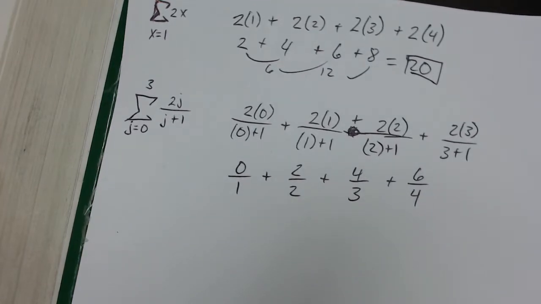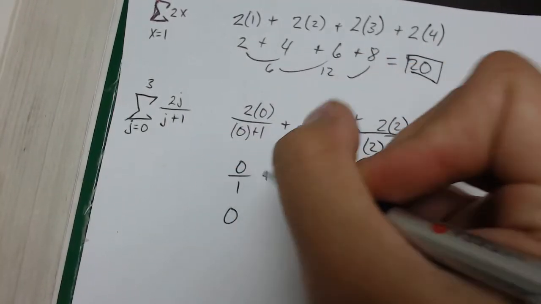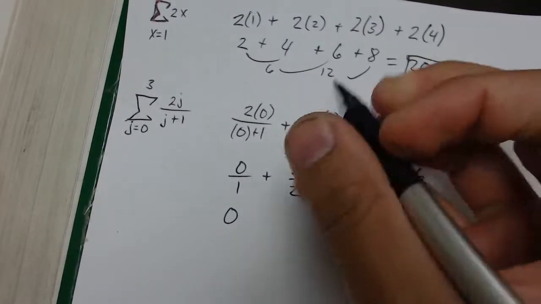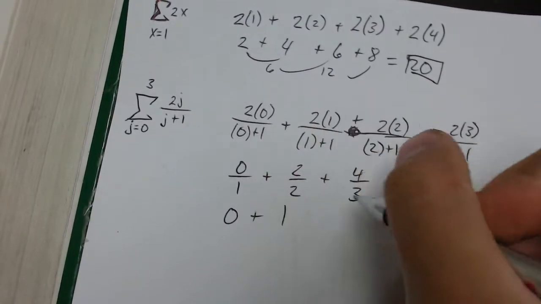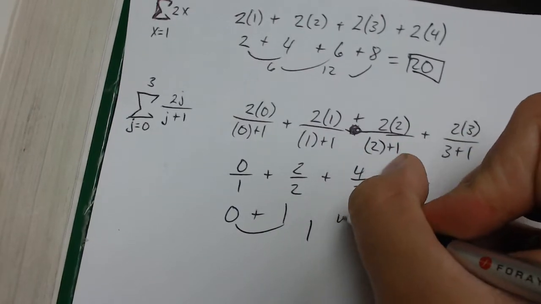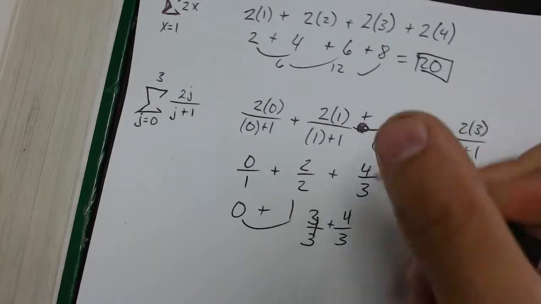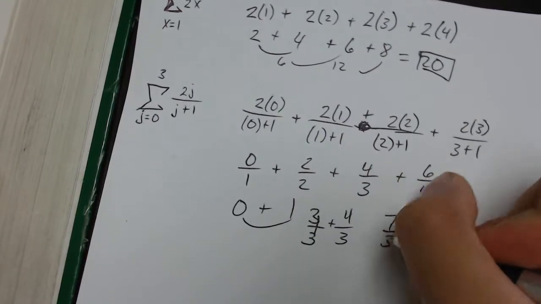Now, what makes this a little difficult is the fractions. We have to have common denominators. This first one is just going to be 0. And then 0 plus 1 is pretty simple. That's just going to give me 1. So now what I have is 1 plus 4 over 3. Turn that into common denominators. I get 7 over 3.